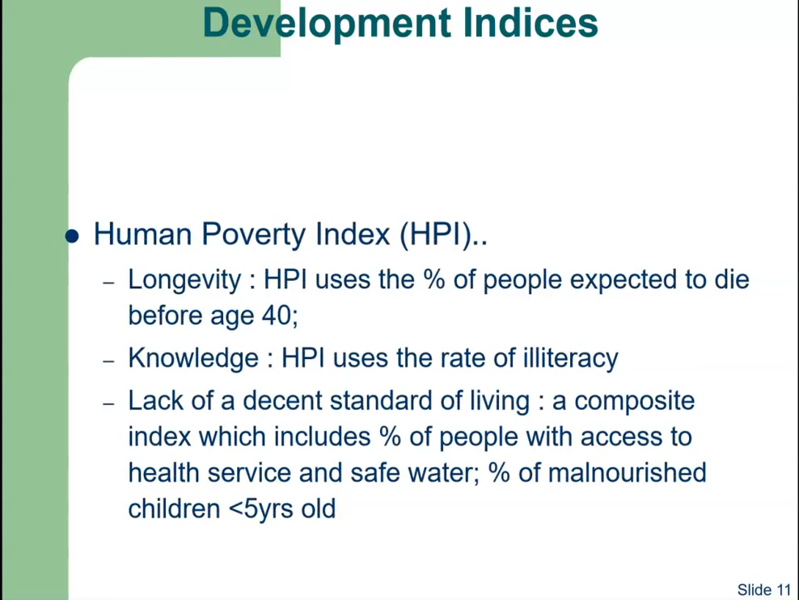Finally, we have the Human Poverty Index, abbreviated as HPI, and it includes, number one, longevity. So the Human Poverty Index uses the percentage of people expected to die before the age of 40. It also includes knowledge as a rate of illiteracy, and lack of a decent standard of living, which is a composite index that includes the percent of people with access to health services and safe water, and the percent of malnourished children below the age of 5 years.